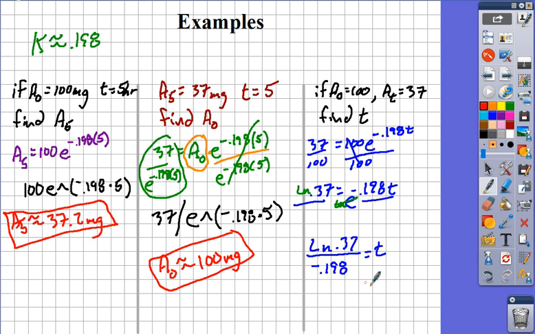And again, plug that in our calculator, and t comes out to be approximately 5.02, or approximately 5 hours. So, there are 3 examples of the 3 different potential problems we could solve with this. I hope this helps out.